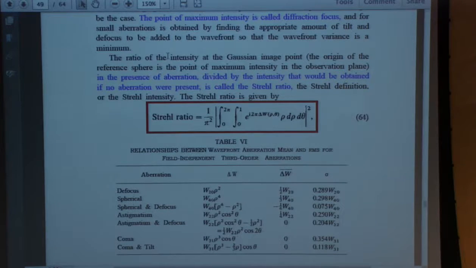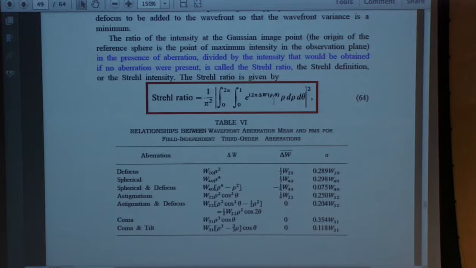So we define here the ratio of the irradiance at the image point in the presence of aberration divided by the irradiance that would be obtained if no aberration was present. We call that the Strehl ratio or Strehl definition.